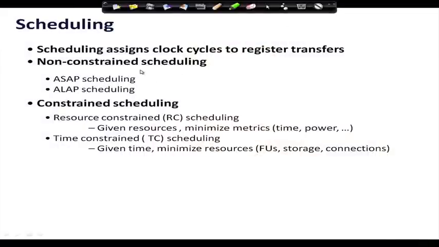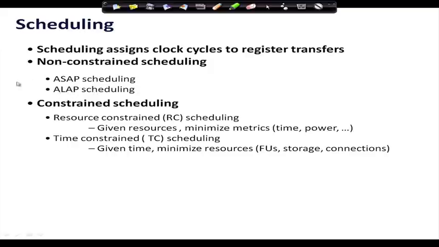We can have different types of scheduling. One is non-constraint scheduling. There is no constraint. You just do some scheduling. And there we have two very popular ones, ASAP and ALAP. ASAP means as soon as possible scheduling, and ALAP is as late as possible scheduling.